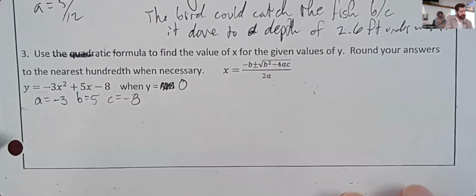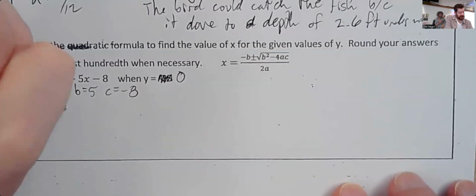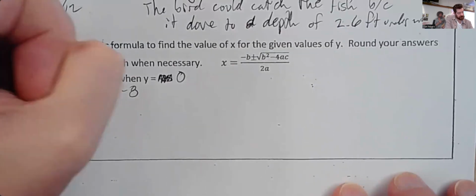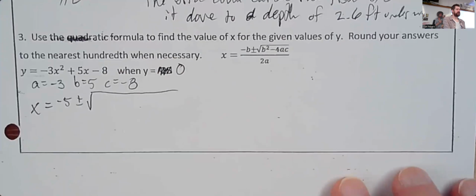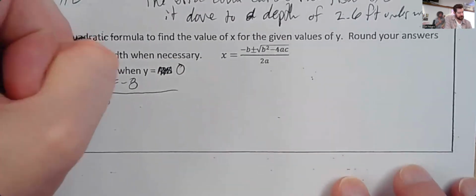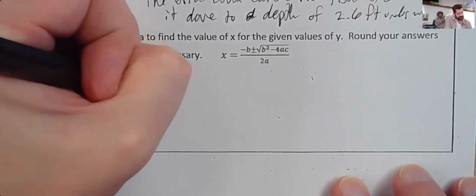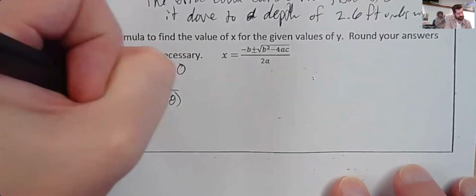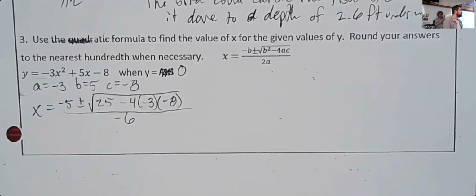Okay, so for our equation, we're going to plug into the formula. Y is equal to the opposite of b, so negative 5 plus or minus the square root of b squared, which would be 5 squared, which is just 25. So I'm going to write 25. Minus 4 times a, which is negative 3, times c, which is negative 8, all divided by 2 times a. A is negative 3, so I'm just going to say negative 6. And we're going to get 2 answers here.